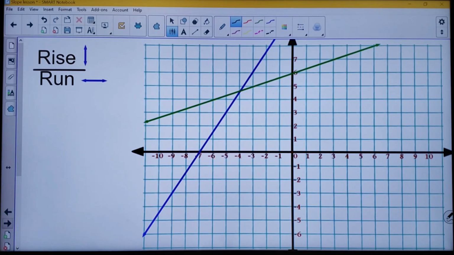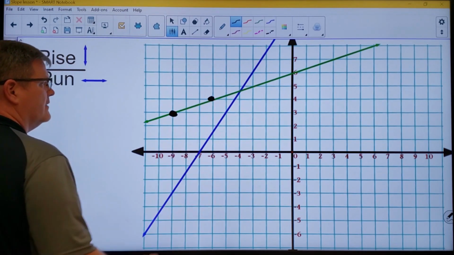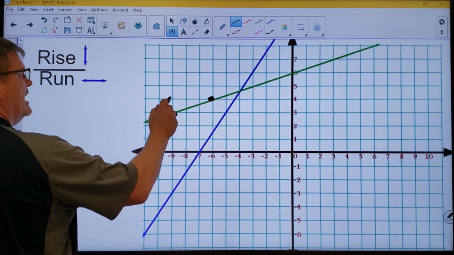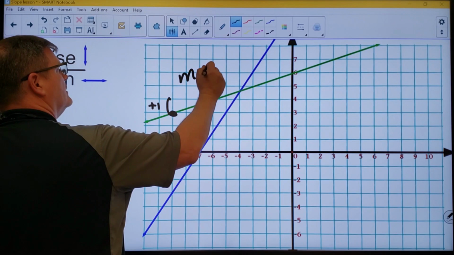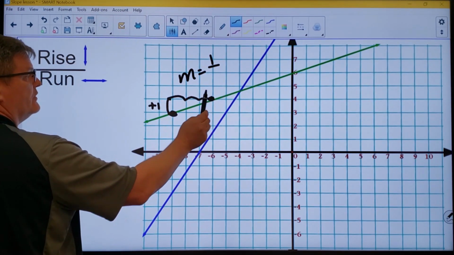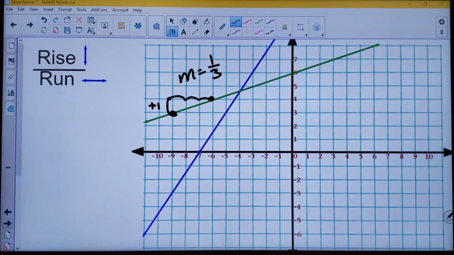Okay, we're going to do a couple of positive slopes. So let's go ahead and start at this point right here and go to there. So this one, for example, is going to be a +1, so we're moving upwards 1, so the rise of this one is +1, and then we have 1, 2, 3. So then we have a +3. So the slope of this line is 1/3.